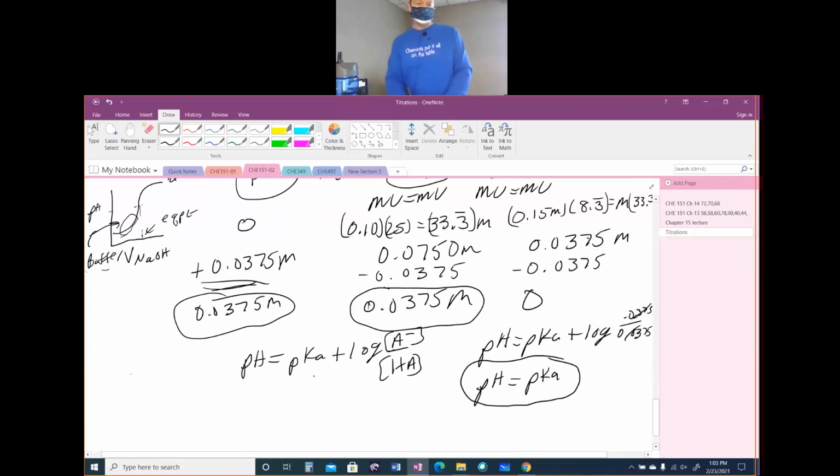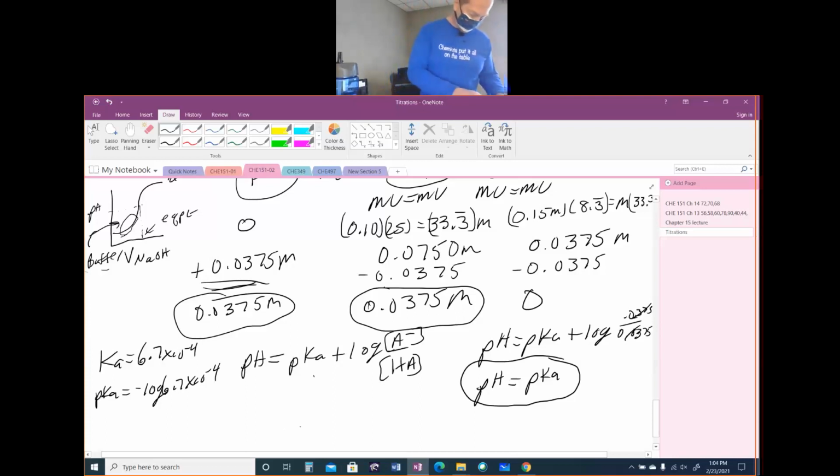Since the Ka is given, Ka is 6.7 times 10 to the minus 4. All right, so then you get the pKa. That is simply the negative log of your Ka. And the negative log of that is 3.17. So your pH at the half equivalence point is 3.17.